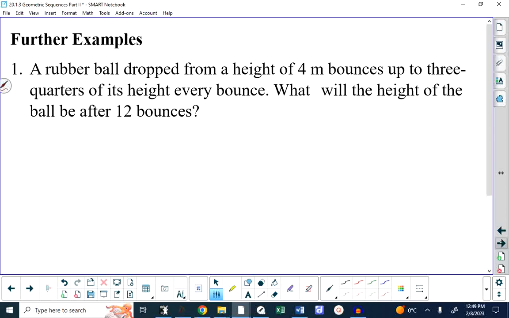This says a rubber ball is dropped from a height of 4 meters and it bounces up to 3/4 of the height it falls from every time it bounces. So if we were to draw a picture, and you're going to have to decide what exactly you want to draw here. Here's the ball, and it's dropped from a height of 4 meters, and it's going to hit the ground, and it's going to bounce back up to a new height. And that new height will be 3/4 of the original height. So this original height is 4 meters.